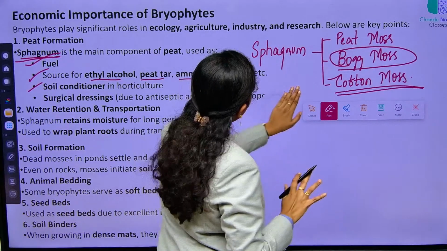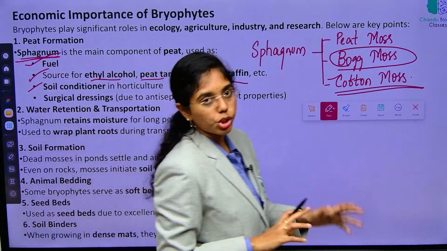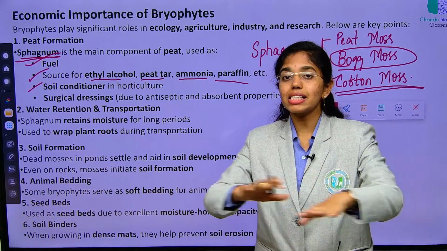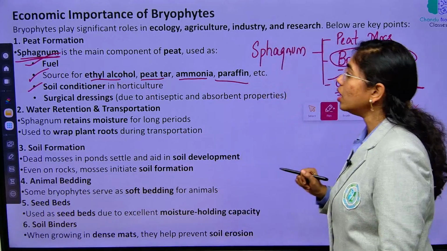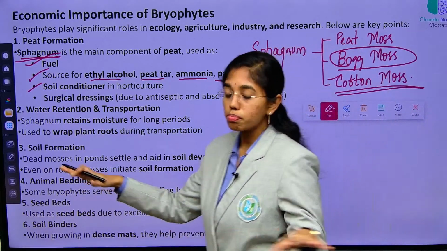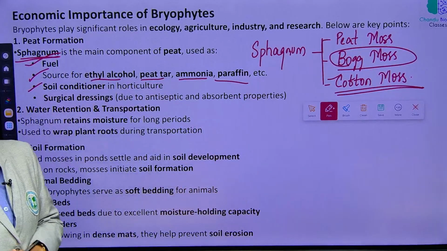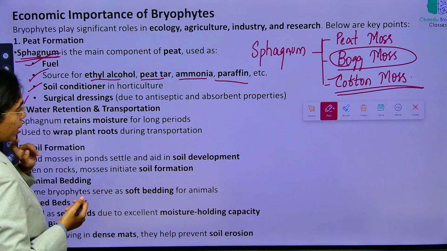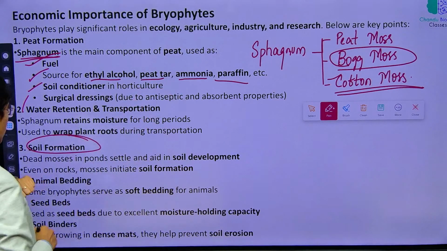The pioneers of succession are of course lichens. Lichens will start the succession process, but after lichens it is bryophytes which form a dense mat over the soil surface, and the major species is Sphagnum, which will form the dense mat in the succession. After lichens it is bryophytes which are important in the succession process, and it is important for water retention and transportation. Just now we have learned soil formation, that is the reason it is also known as bog moss.